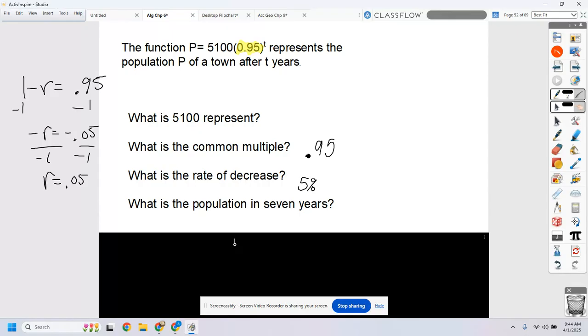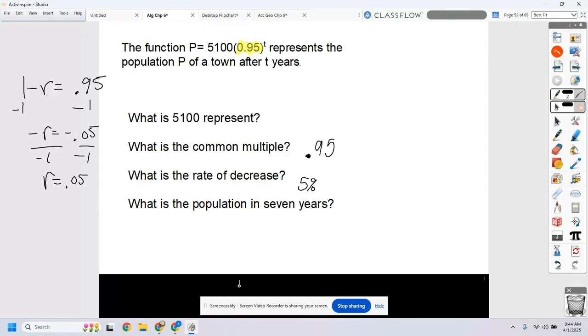Now, if I want to find out what the population is in 7 years, this is exactly what our school district is doing right now, because we're having a declining population. So they're running calculations to determine how many teachers we need, how many kids can we run, where are we at. They're literally using this decay formula. It's happening right now in our school district. Okay? So I'm going to put 7. What's the population of this town going to be in 7 years?